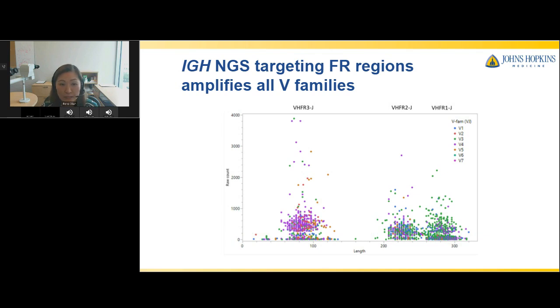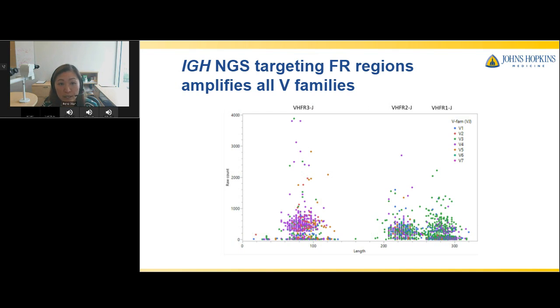You may be used to seeing capillary electrophoresis displays of PCR, and this mimics that in that there is a rough Gaussian distribution, whether you're looking at framework 3, which is the smallest amplicon, or framework 1, which is the largest amplicon, so that each amplification result approximates a Gaussian distribution, just like you would have with PCR.